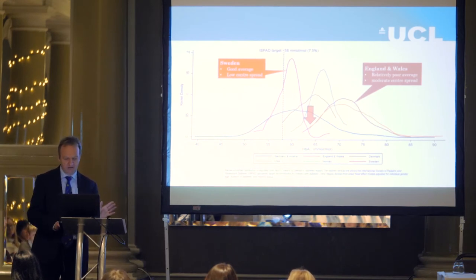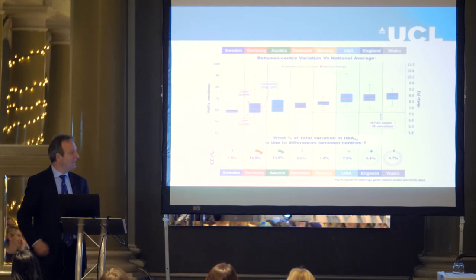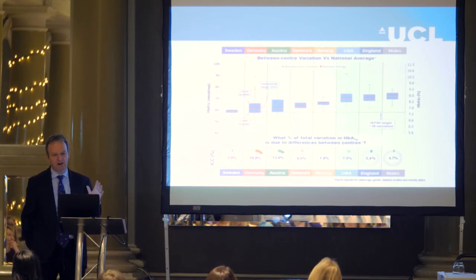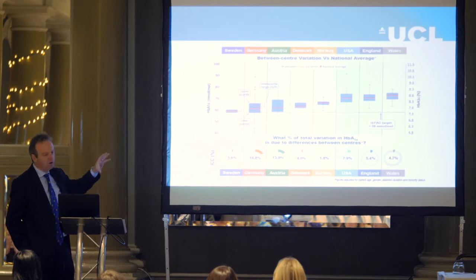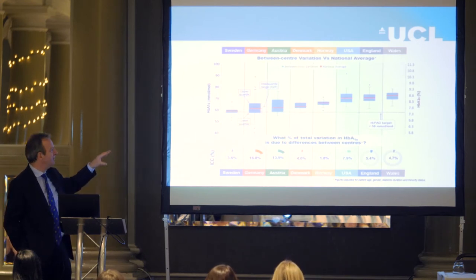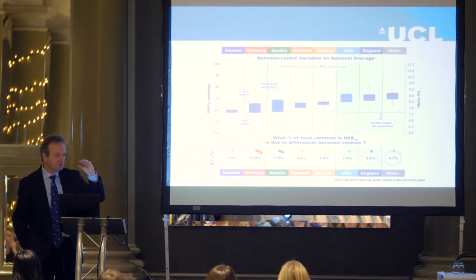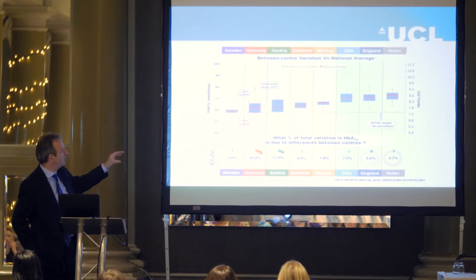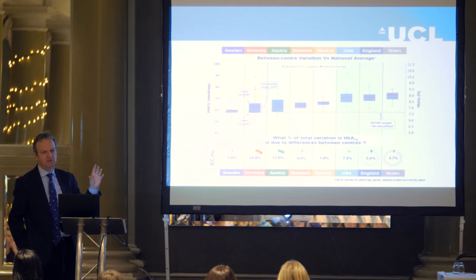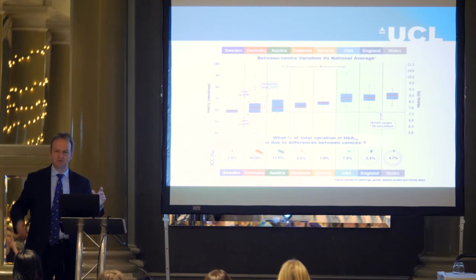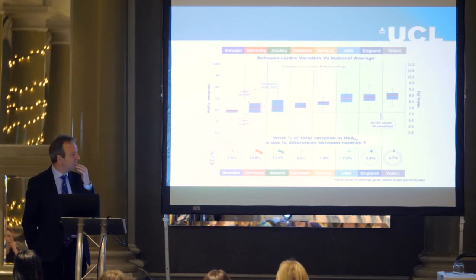The story does get better, I promise you. And this makes that same point graphically in a different way. These are box and whisker plots showing the mean and the variation. So you can see Sweden has a red line, a low mean around 58, and a very tight box and whisker. Germany and Austria have a similarly low mean, but a very wide box and whisker. And England and Wales, we are somewhere in between Sweden and Germany and Austria in our box and whisker, but we have a high average.